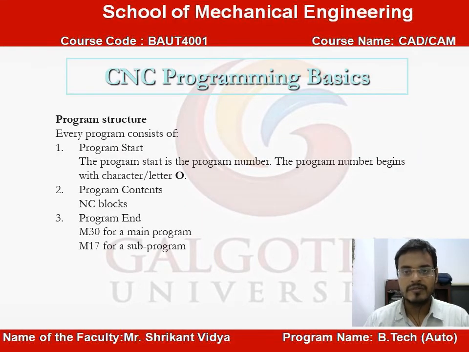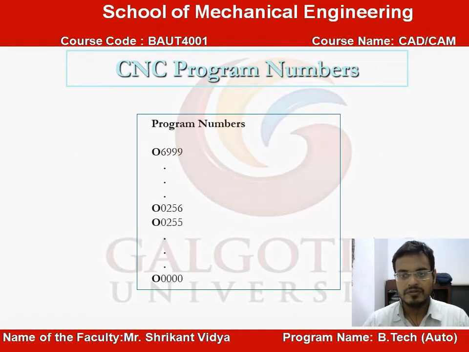So, CNC programming basics. We have discussed that the program structure consists of a program start. The program start is the program number. The program number begins with the letter O. Then the program contains NC blocks and a program end: M30 for a main program, M17 for a subprogram. CNC program numbers look like O6219 or O256; this is how to write program numbers.